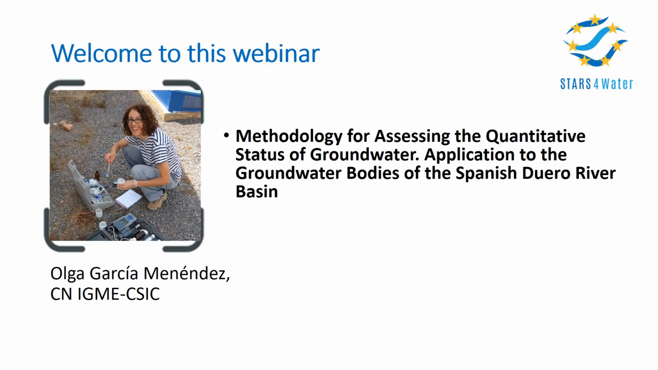As you can see, Stars for Water stands for supporting stakeholders for adaptive, resilient, and sustainable water management. It's a project co-funded by the European Union through the Horizon Europe program.